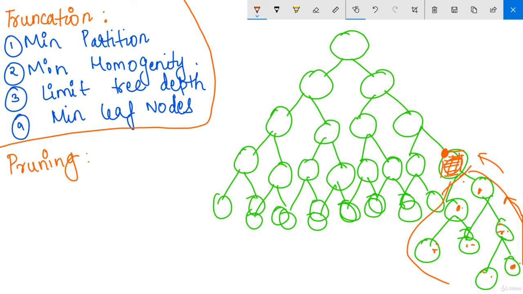Okay, so the question here is where do we prune? How do I know? I want to prune it here. I know I will be going from the bottom to the top, but where will we be pruning? So if you remember, I'll just erase this.